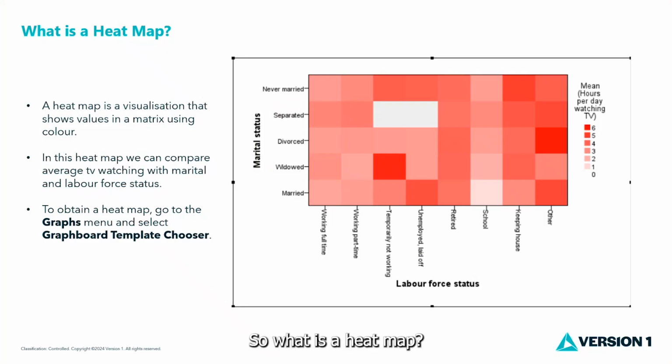So what is a heat map? Well, a heat map is a visualization that's showing values in a matrix using color. So in this heat map, we can compare average TV watching within marital status and labor force status. So have a look here. This is average hours per day watching TV. Here we have labor force status, and here we have marital status.